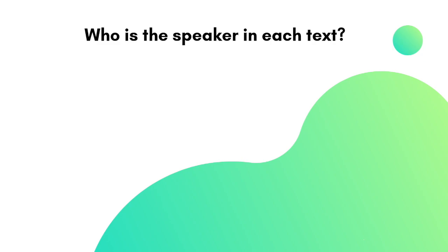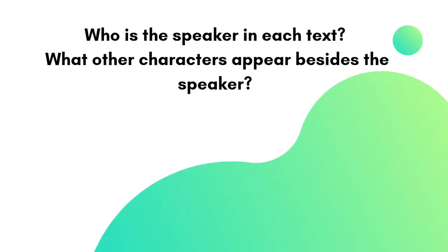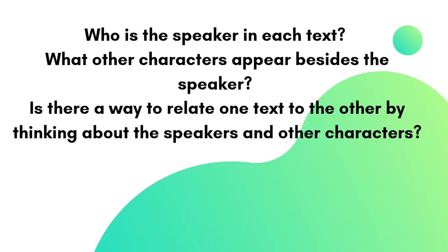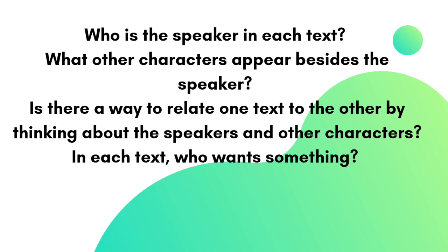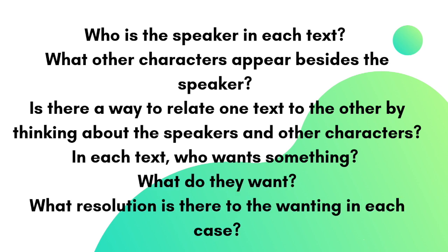You are now going to quickly collect data about the 2 texts you read. This data will help you find connections between them. The questions you were asked are basic and could be used with almost any fictional text. Use your notes to write your answers. When you're finished, check your understanding to see a possible response. Who is the speaker in each text? What other characters appear besides the speaker? Is there a way to relate one text to the other by thinking about the speakers and other characters? In each text, who wants something and what do they want? What resolution is there in the wanting in each case?